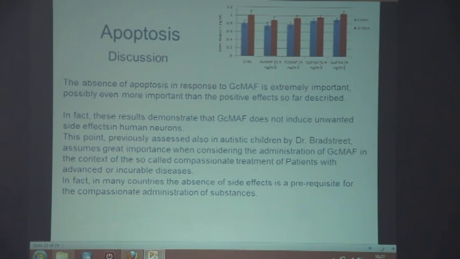This point, previously assessed also in autistic children by Dr. Bradstreet, assumes great importance when considering the administration of Gcmaf in the context of the so-called compassionate treatment of patients with advanced or incurable disease. In fact, in many countries, the absence of side effects is a prerequisite for the compassionate administration of substances.